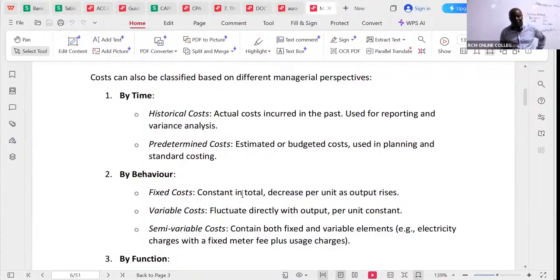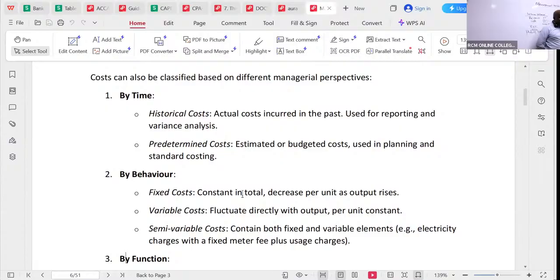Behavioral classification, we have fixed costs. They behave in a funny way. Goods produced are increasing by the day, but fixed costs are ever constant. That's funny behavior. So fixed costs are constant in total. Leave alone that they decrease, they are constant in total. Always it's constant. That is fixed cost.